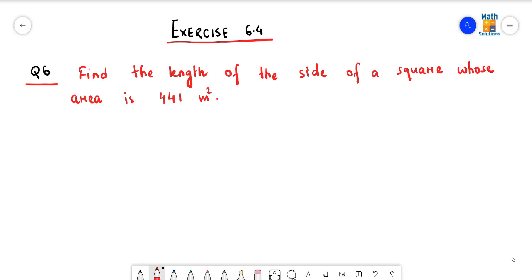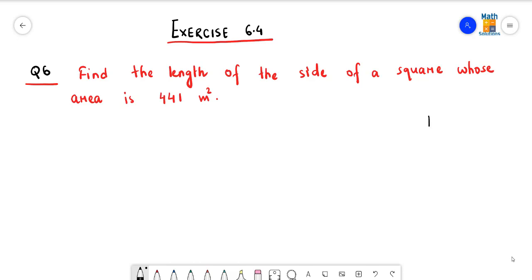Hello everyone. Through this video we are going to start with question number 6 of exercise 6.4 in the chapter of square and square roots. So let's see what the question says. Find the length of the side of a square whose area is 441 meters square.